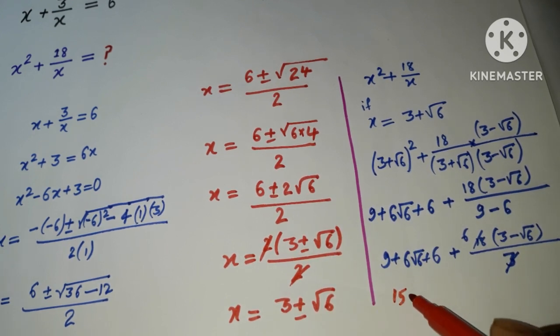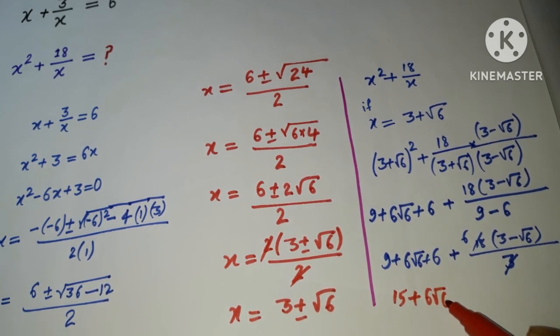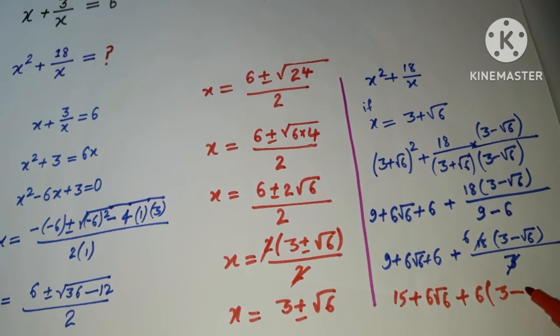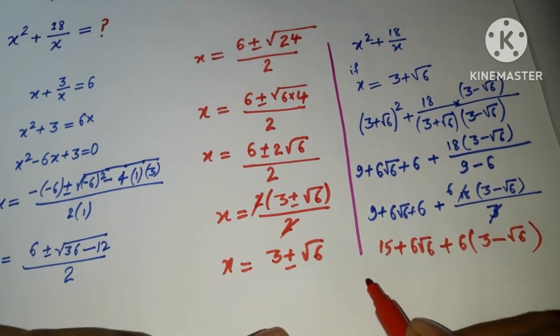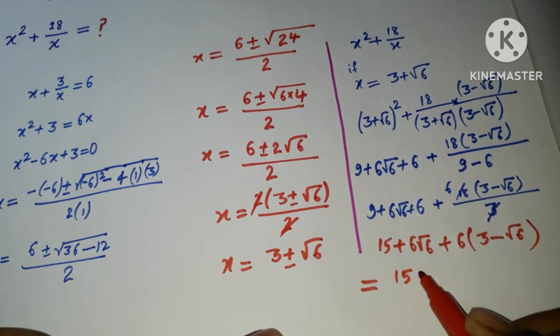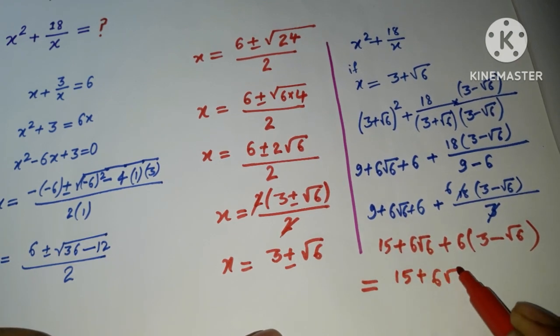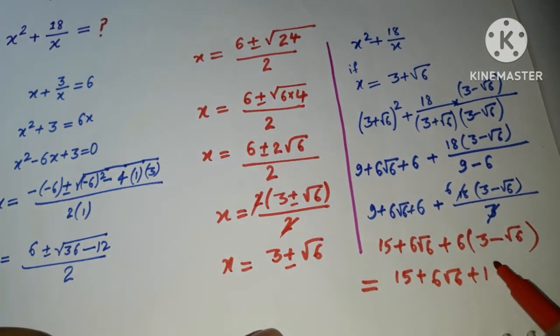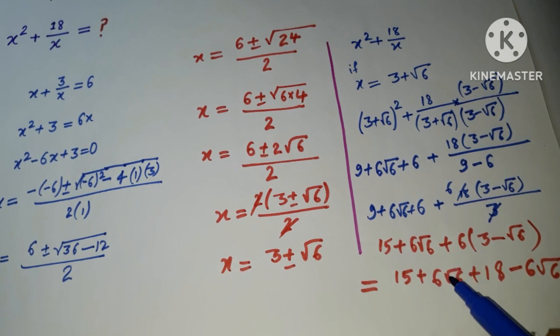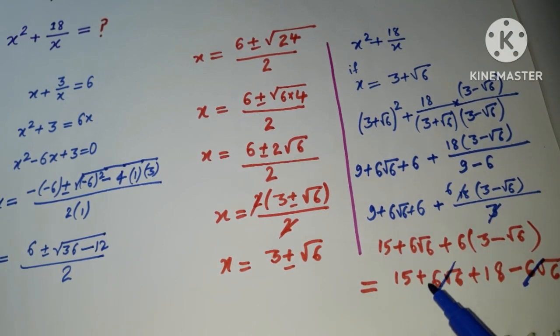So I have one value that is here coming, 9 plus 6 is 15, and 6 root 6, and on the final we have 6 over here, so 6 minus root under 6. And once I'm going to solve once more, so it is 15 plus we have 6 root 6 plus we have 18 and minus 6 root 6. So this one is going to cancel.